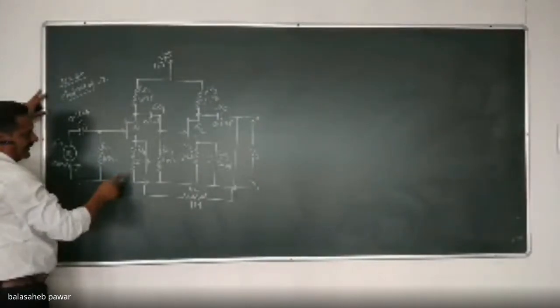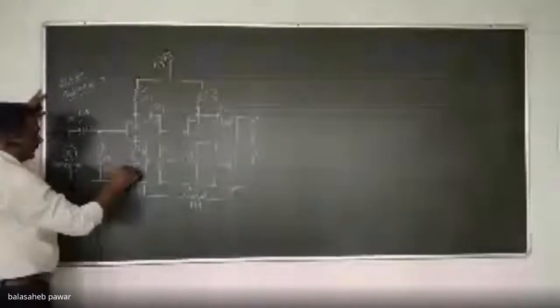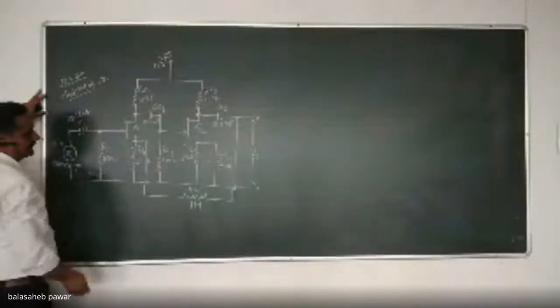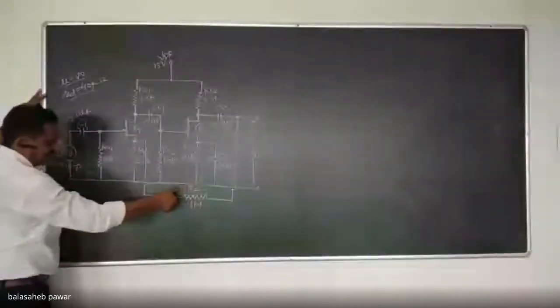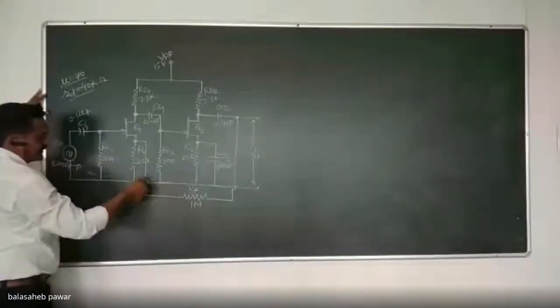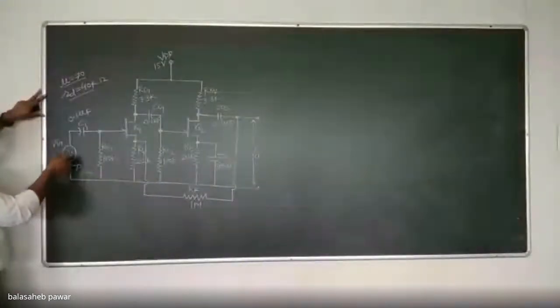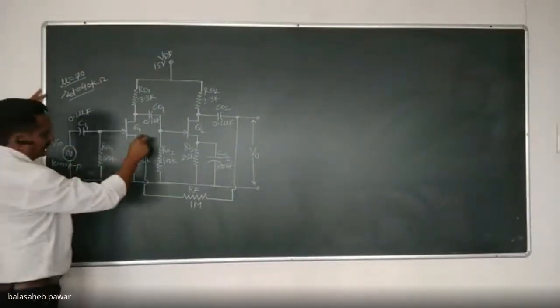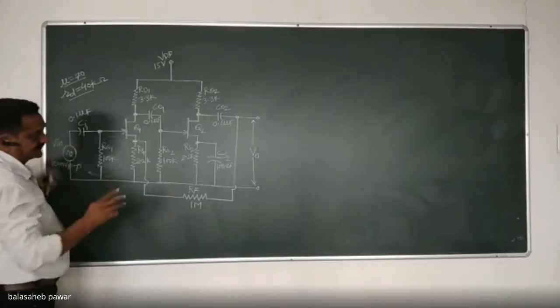And whenever you apply a KVL at its input side, you will observe the drop across RS1 plus the feedback signal, they will be in series, and that series equivalent will get subtracted from the input signal source. So such type of mixing is known as a series type of mixing.